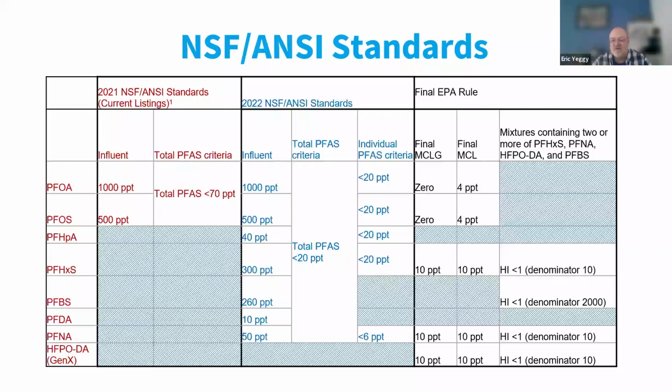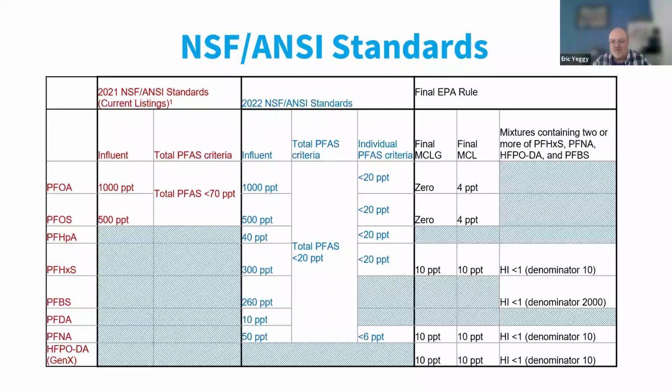Right now, if you are seeing a product out there that's certified, it's most likely certified to the 2021 version, which means less than 70 parts per trillion. And you're probably seeing that number cited in the product literature.